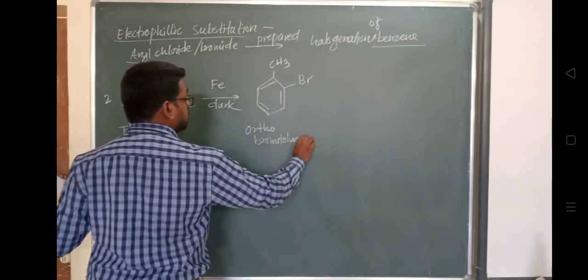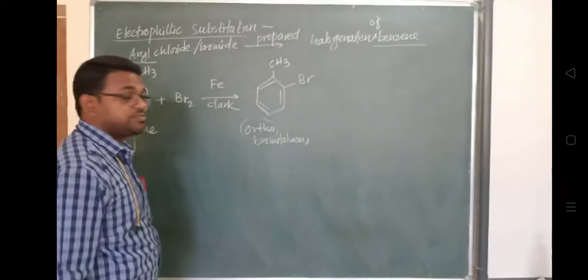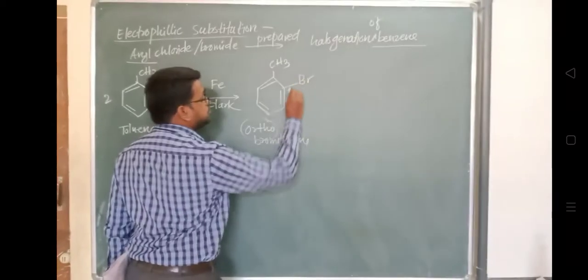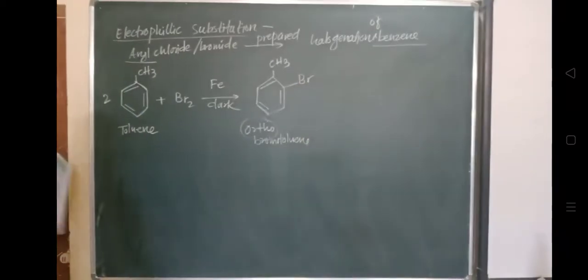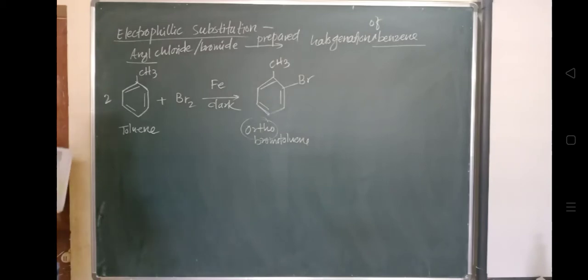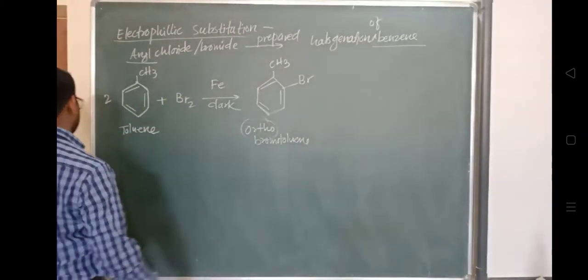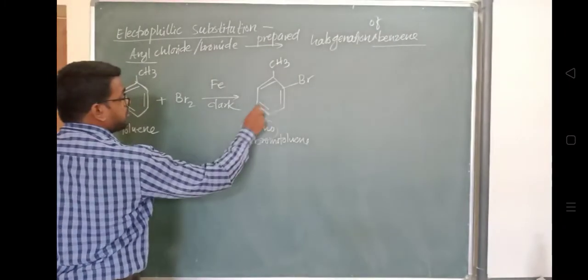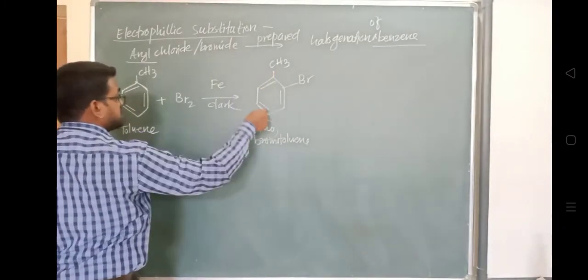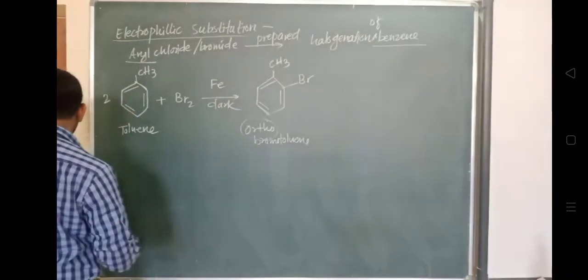Why is it called ortho? Because its position is this. This position and this position are called ortho. Then this position and this position are called meta, and this position and this position are called para. You have to remember this.